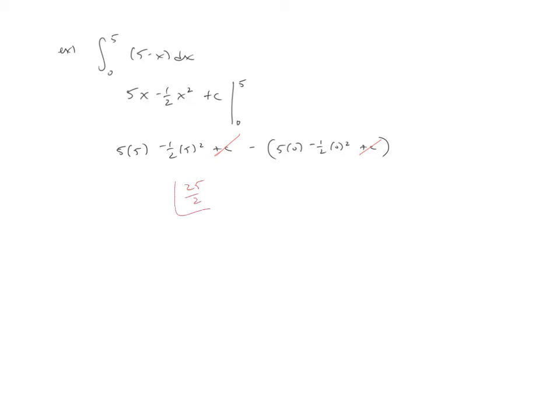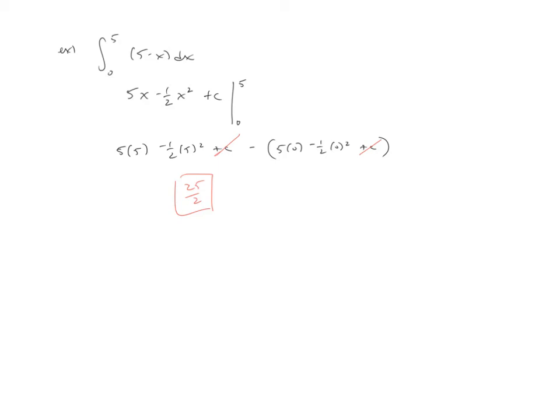And that is a really good thing, right? Because this is actually the problem we did with the Riemann sum a couple videos ago, and we still came up with that 25 over 2. Now you're seeing the shortcut applied and how much easier and more efficient it actually is.